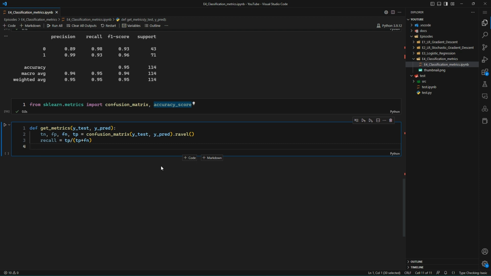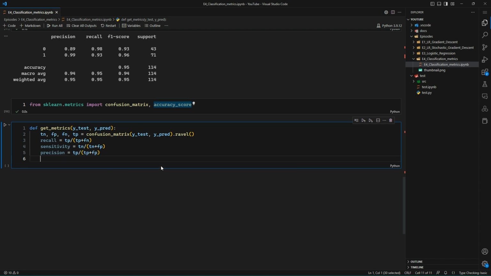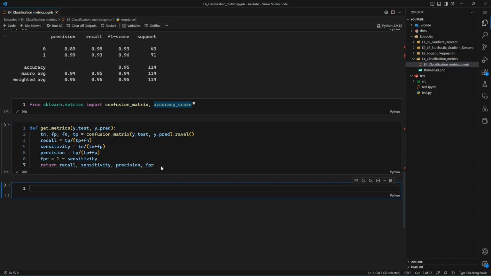Then I want the sensitivity, which is true negative divided by true negative plus false positive. Then we have the precision. Precision is true positive divided by true positive plus false positive. And we can also have the FPR, which is 1 minus sensitivity, right? So let me return these values. We have recall, sensitivity, precision, and FPR.